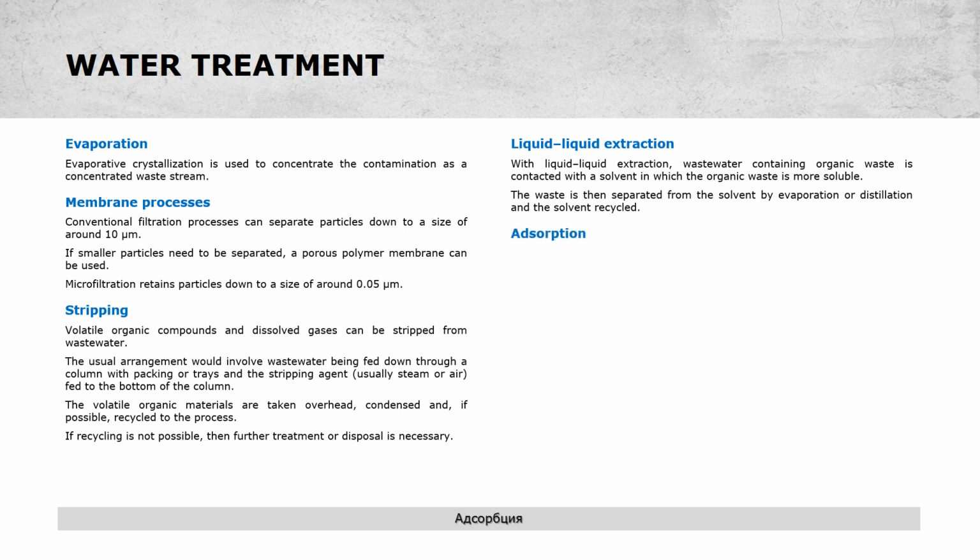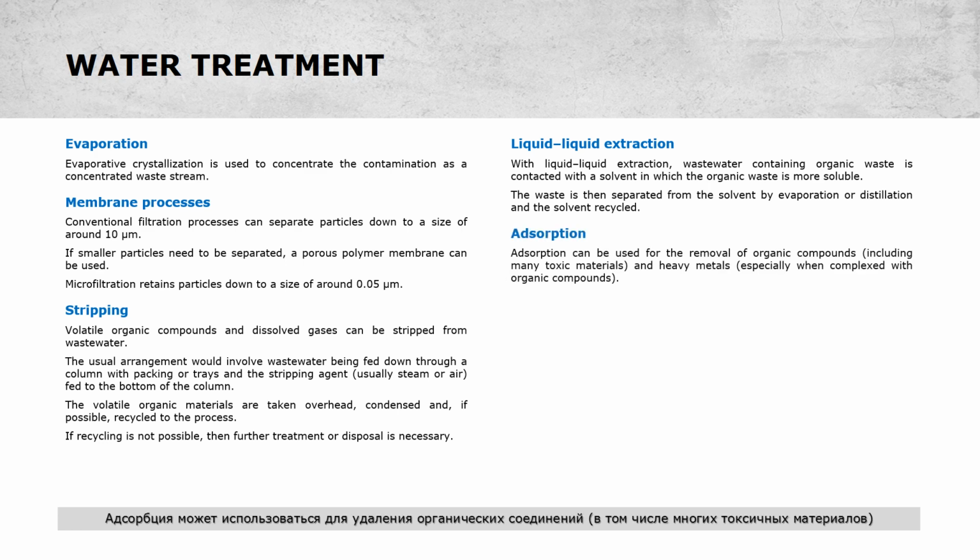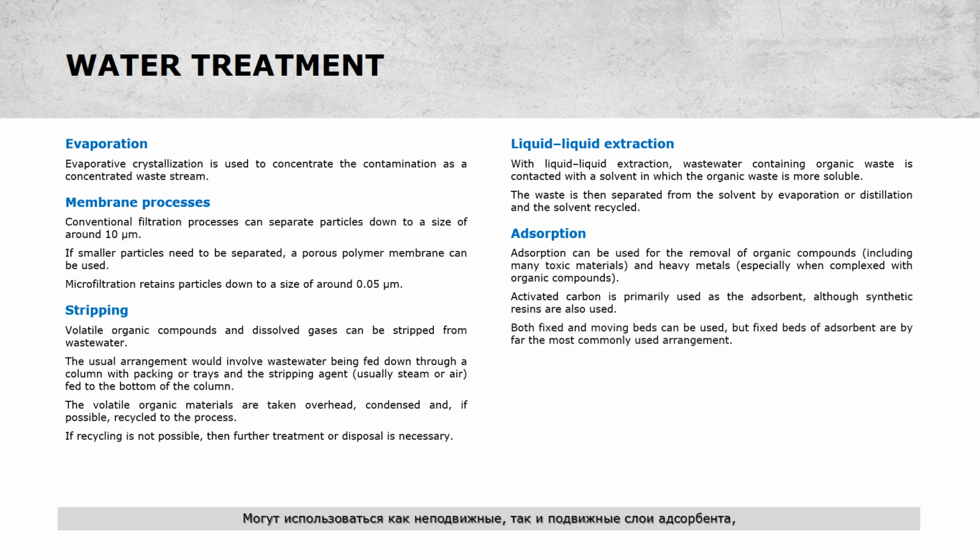Adsorption. Adsorption can be used for the removal of organic compounds, including many toxic materials, and heavy metals, especially when complexed with organic compounds. Activated carbon is primarily used as the adsorbent, although synthetic resins are also used. Both fixed and moving beds can be used, but fixed beds of adsorbent are by far the most commonly used arrangement.